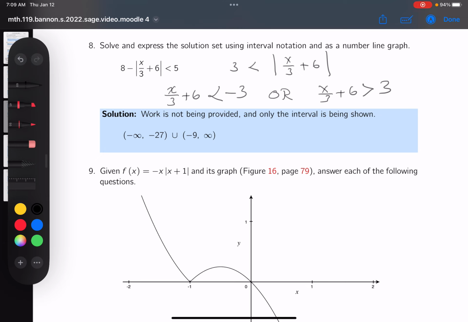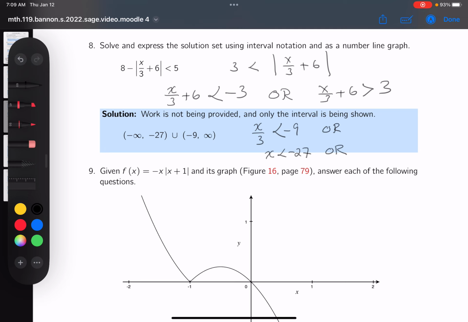I'd probably subtract 6 from both sides. What would you get? X over 3, and if you subtract the 6, you get minus 9. Then what I would do is I'd multiply both sides by 3. What do you get? X is less than minus 27. All right? Again, this is connected by the word or.